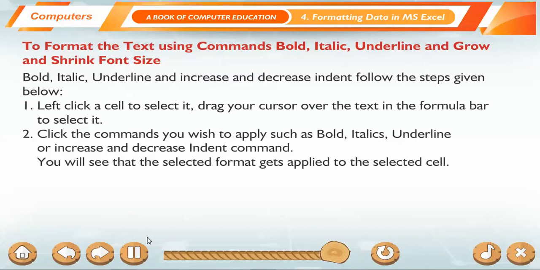To format the text using commands bold, italic, underline and grow and shrink font size. Bold, italic, underline and increase and decrease indent follow the steps given below. Left-click a cell to select it. Drag your cursor over the text in the formula bar to select it. Click the commands you wish to apply such as bold, italics, underline or increase and decrease indent command. You will see that the selected format gets applied to the selected cell.